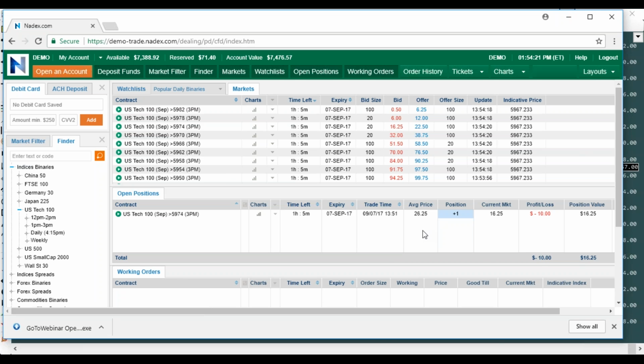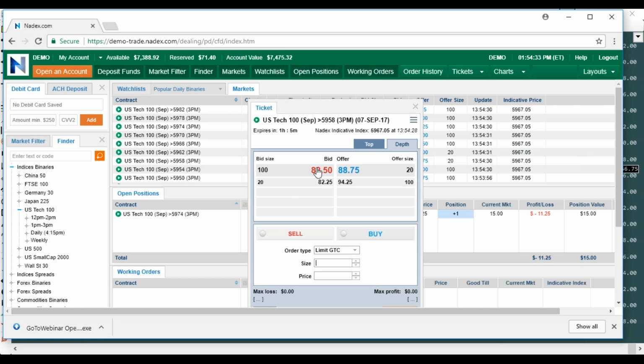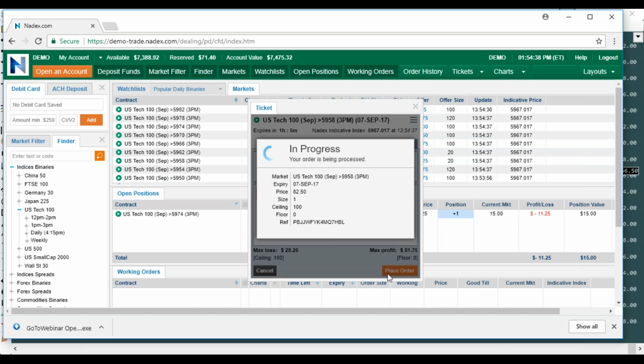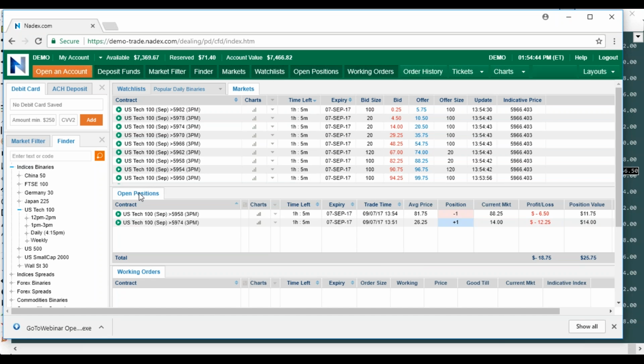Okay. So let's just use another example here. Okay. Henry, let's use a totally different scenario. Let's say that I open this contract and I want to sell this one. Okay, so I sold it, right? It's now in my open positions. And notice the one I sold is marked what? Negative one. The one I bought was marked plus one. That helps me confirm which direction I was going, right? Okay, where's that contract? 59.58.